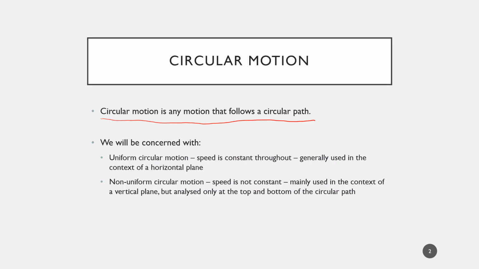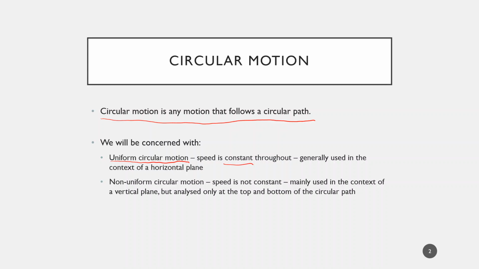Now, in Year 12, we are going to be concerned with, first of all, uniform circular motion. So this is circular motion where the speed does not vary. The speed is constant throughout the motion. And we normally look at this kind of motion in a horizontal plane, so the circular path is horizontal. Think about a ball tethered to a string that's attached to a pole, and you're hitting this ball around the pole. The ball will move in a horizontal circular path.